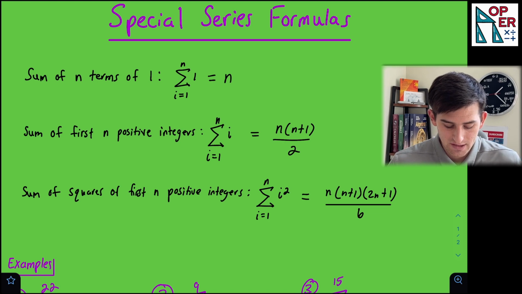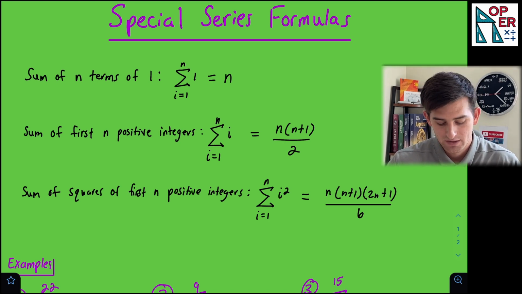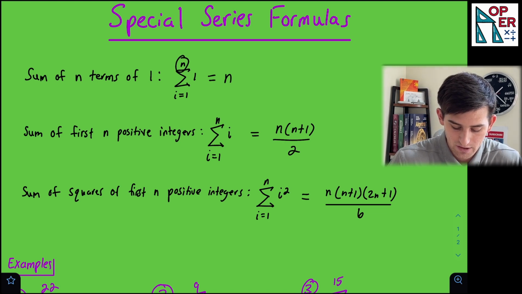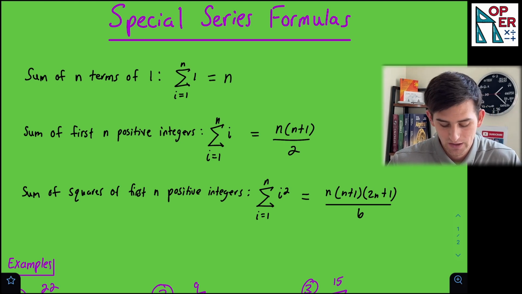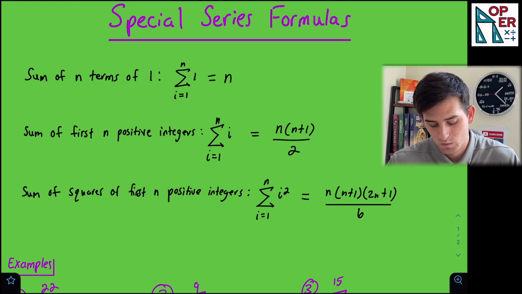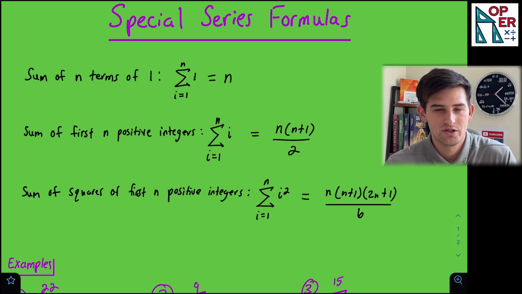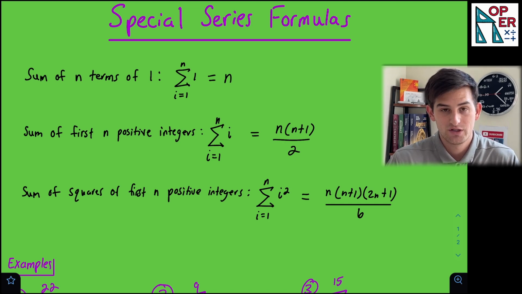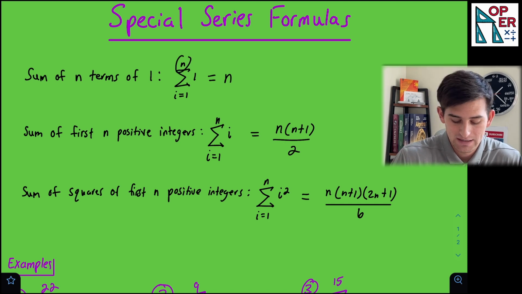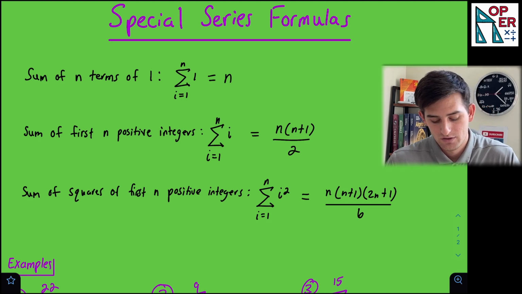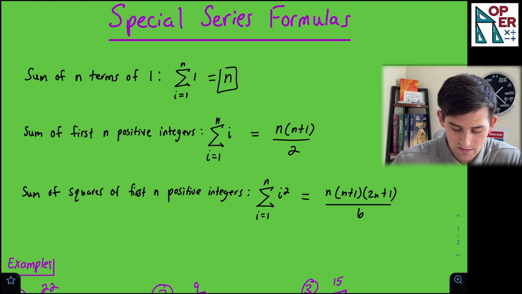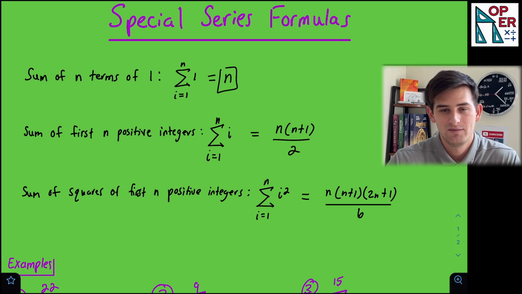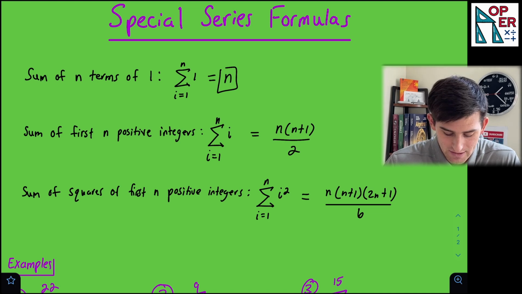The first one is the sum of n terms of 1. So it would look like where we have an upper limit of n, or whatever the number is for n there. Our lower limit is 1, and our rule is just 1. And so in this case, we're just going to be adding 1 for n number of times. So our solution, or our sum of the series, would just be n. Whatever our upper limit is, that's going to be the answer to the series.